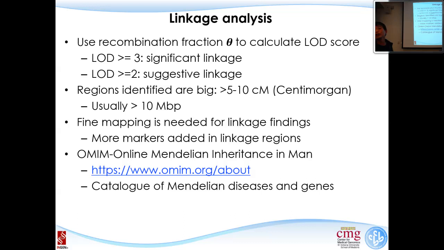Usually for your first genome-wide linkage analysis, the region identified is very big. It's 5 to 10 centimorgan. The centimorgan is just the genetic distance. If there's one recombination event, then we call it one centimorgan. It's roughly at least 10 million base pairs away. That means this region will have maybe dozens to several hundred genes. And we need more markers in that linked region to do what we call fine mapping, just to narrow down the regions and the list of candidate genes.